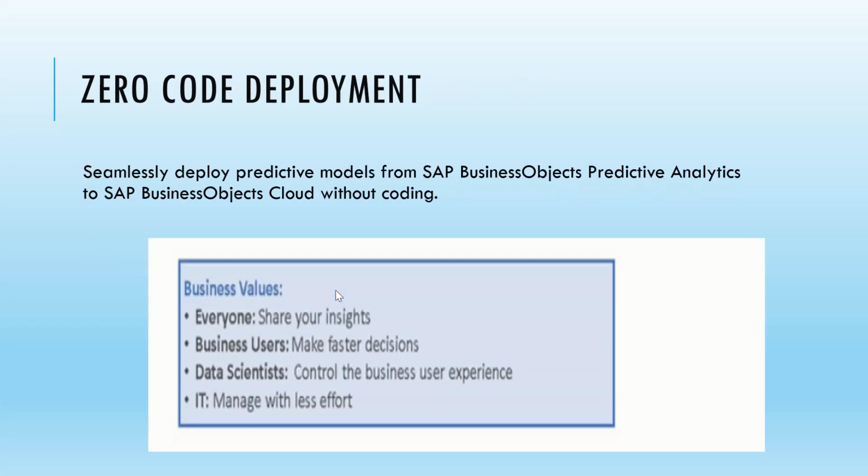There is no need to deploy code. Whatever complicated stories or predictive scenarios we are building, no coding is required. For deployment, it is just a seamless move from one environment to another, so it will not be very difficult, and it is without coding effort. So what are the business values we can get? Everyone can share their insights, business users make faster decisions, data scientists control the business user experience, and IT manages with less effort.